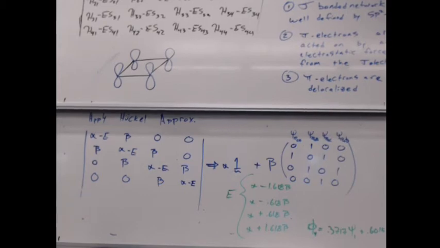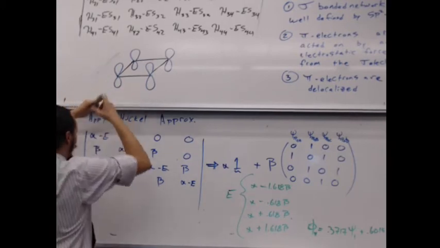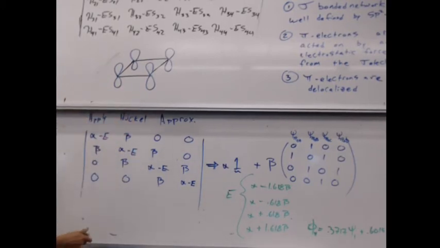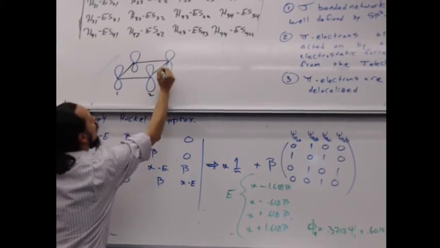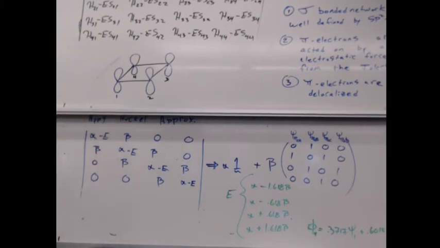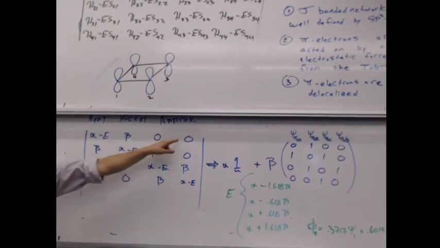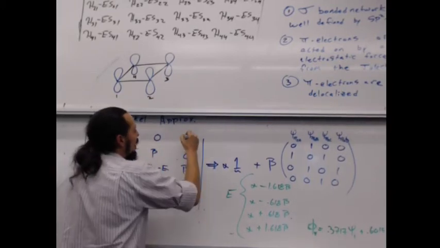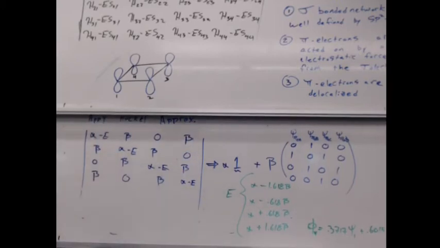So, which things should I change in my matrix? Corner B's. Why do I have the corner B's? So notice in this case, if I label these 1, 2, 3, 4, 1 and 4 are now next to each other. So this 0 is my 1 and 4 being next to each other, and this 0 would be my 1 and 4 being next to each other. So I end up with corner betas.